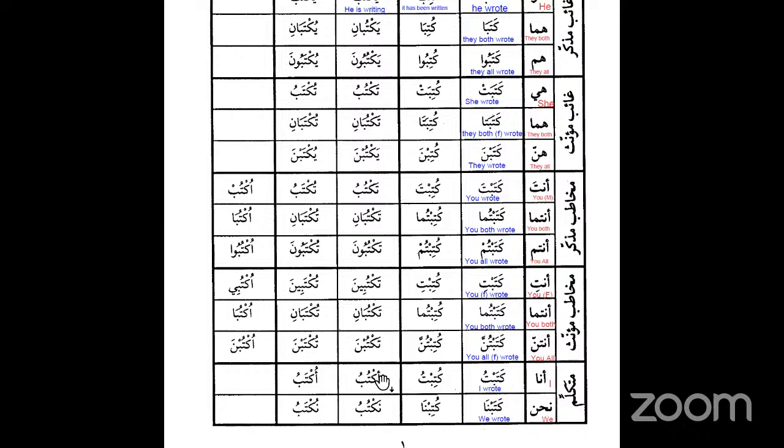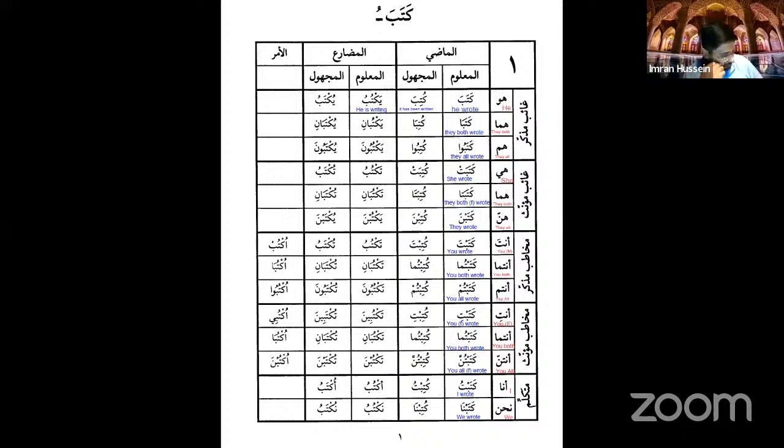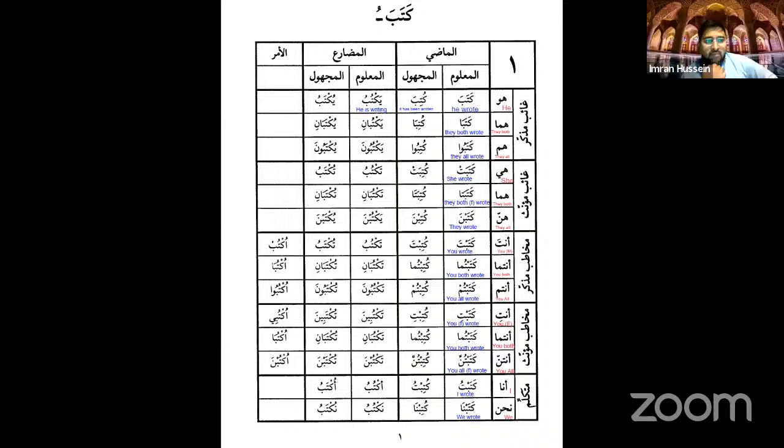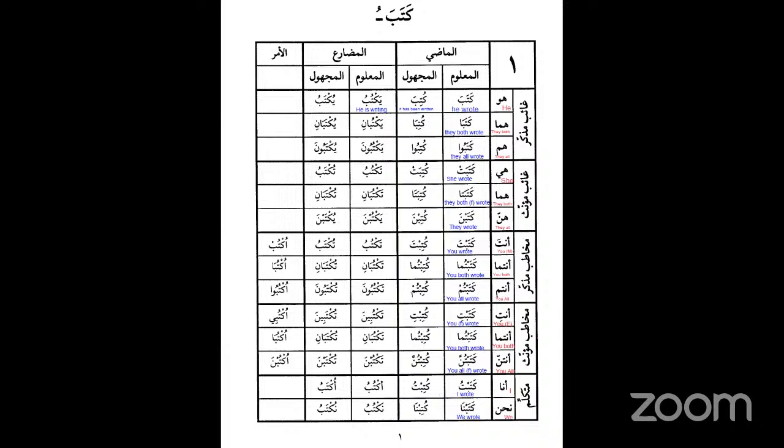Aktubu, naktubu. Okay, right. How do you say I am writing? Aktubu. How do you say we are writing? Naktubu. He is writing. Yaktubu. She is writing. Taktubu. You, one female, are writing. Taktubina. Excellent.